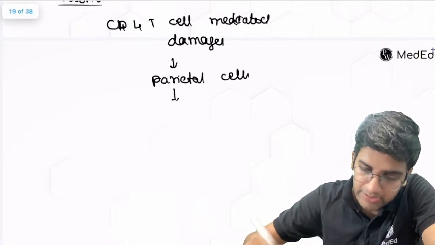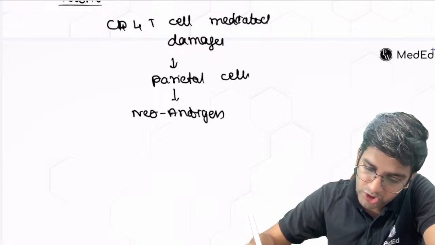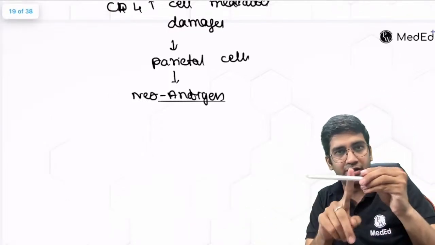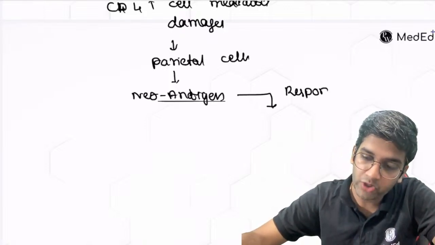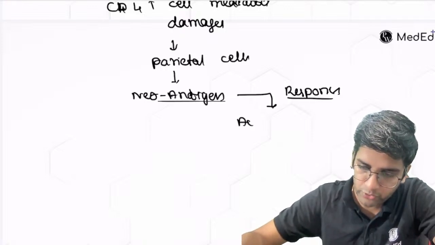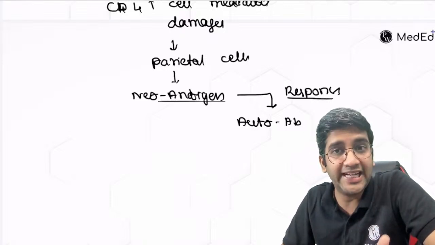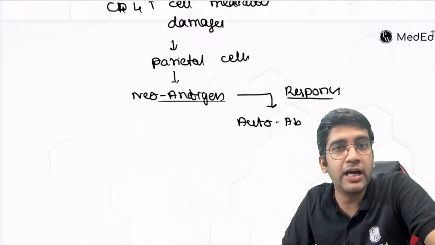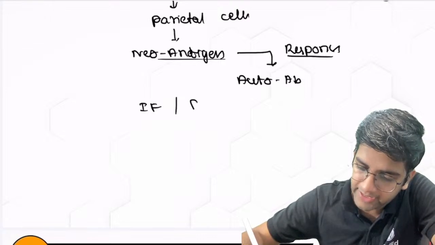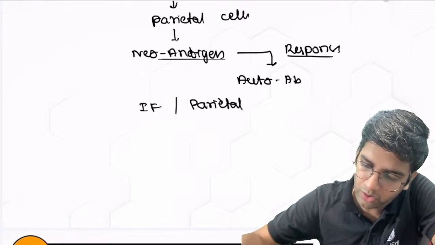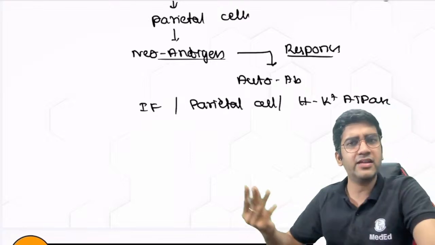Whenever this damage happens, the response creates a new antigen. This we have learned a lot of times. Whenever a cell is destroyed, I'll have new antigen. So here, in response to the T cell mediated destruction, my body starts producing autoantibodies. Like you already know, I can have autoantibodies against the parietal cell, intrinsic factor, or the hydrogen potassium ATPase, right? Anything can form the autoantibody, right?